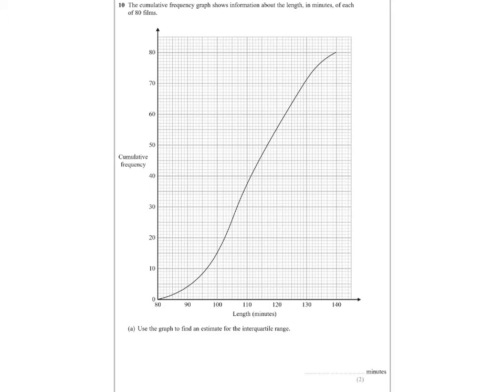Okay, so in this question, you're looking for the total number of films to begin with. And you have it written up in the top corner here, 80, or you can read it directly off the graph at the very top. The top cumulative frequency is 80 films. And we're asked to find the interquartile range.